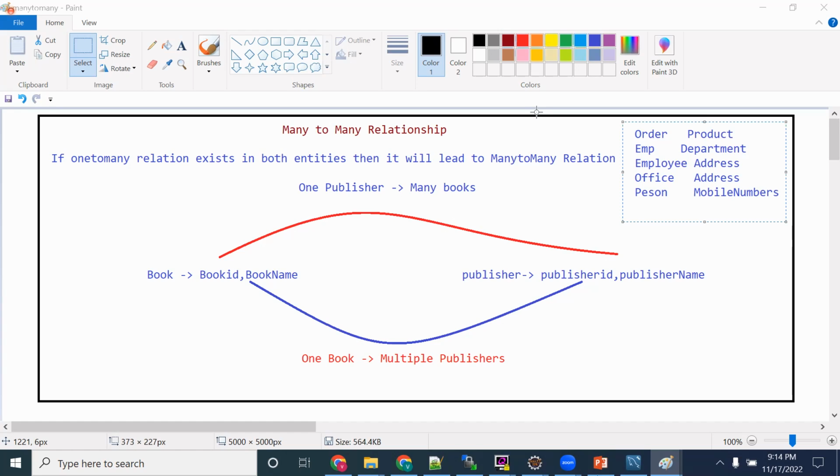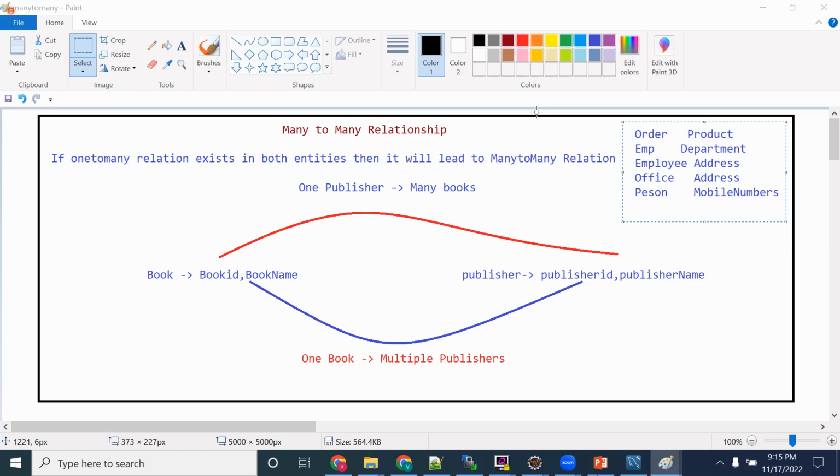Department to employee, one to many. So, does employee to department lead to many to many? No. Employee to department is not many to many because it is one to one. That's why it is not many to many. It's only from employee to department one to one, from department to employee one to many.